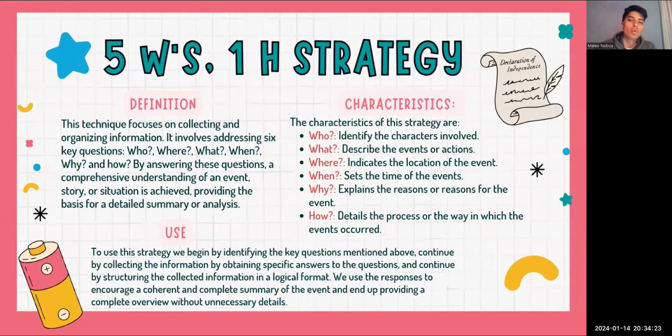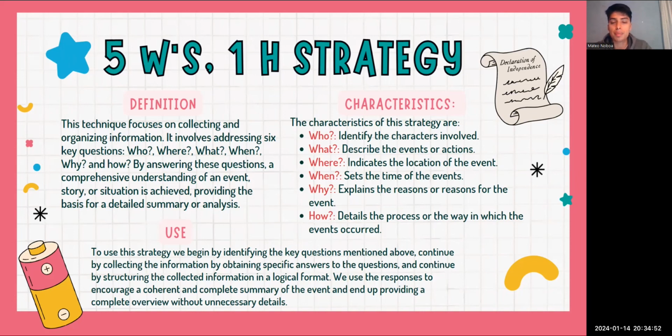Well, the third strategy is called 5Ws and 1H strategy. That's a strange name, I already know. The definition of this technique is that it focuses on collecting and organizing information. It involves addressing six key questions, such as who, where, what, when, why, and the last one, how.